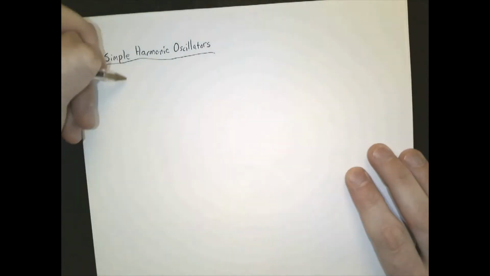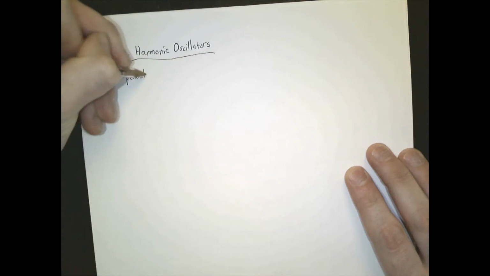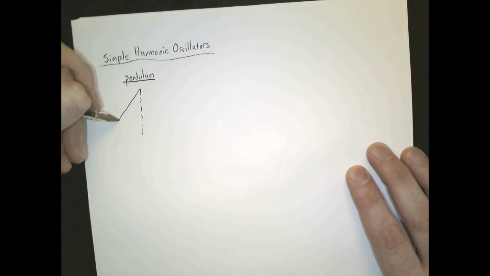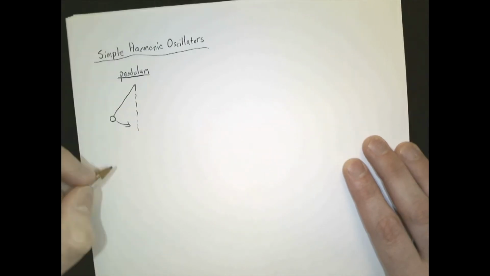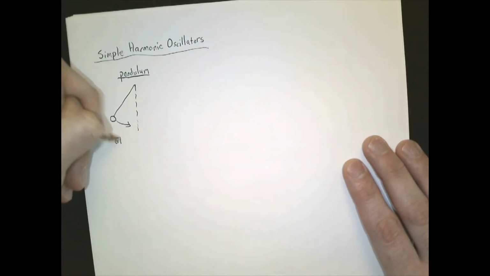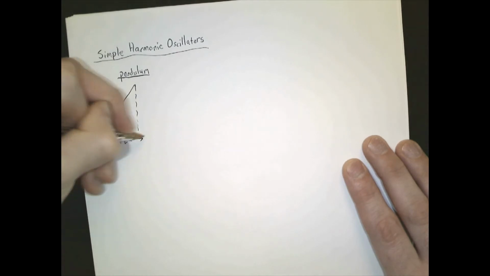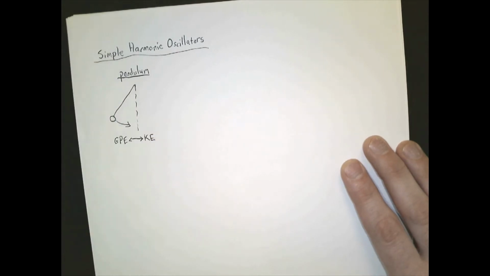So for example, we have our pendulum, which we displace from some equilibrium line. We let it go, and it swings back and forth, converting gravitational potential energy to kinetic energy and back.